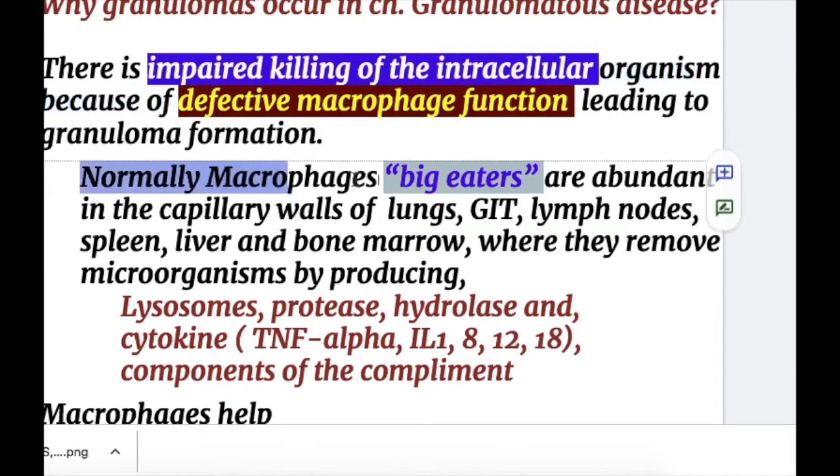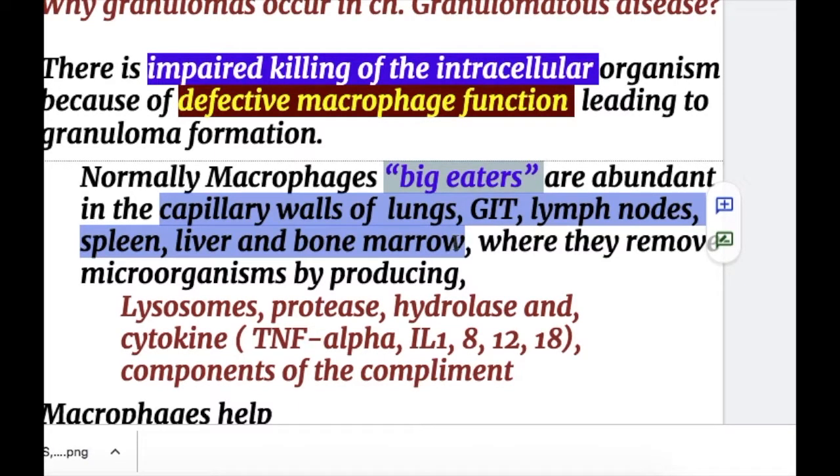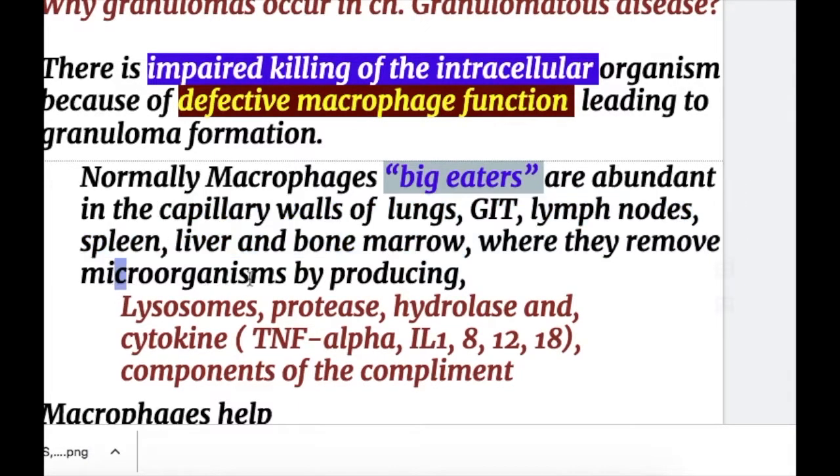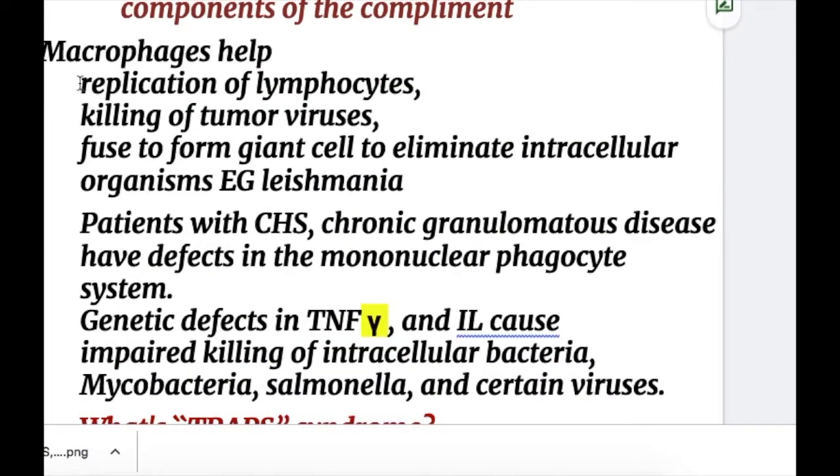Normally macrophages, also known as big eaters, are abundant in the capillary walls of the lung, GIT, lymph node, spleen, liver, and bone marrow, where they remove microorganisms by producing enzymes, lysosomes, protease, hydrolase, and cytokines, TNF-alpha, interleukin 1, 8, 12, and 18, and by producing components of the complement. The normal function of the macrophage is that they help replication of lymphocytes and killing of tumor viruses.